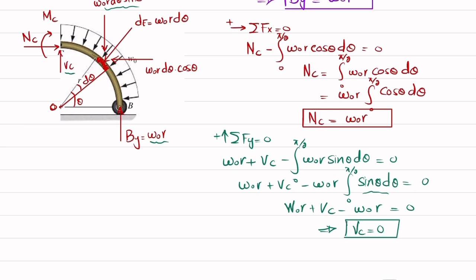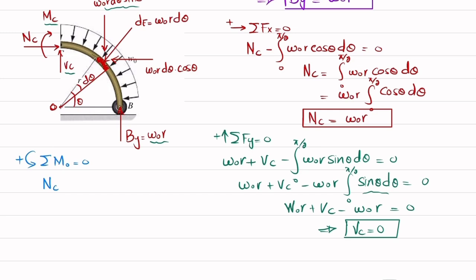And the last thing is that we will find this moment MC. So what we will do is apply the equation that the sum of all moments about point A is equal to 0, taking the counterclockwise moment as positive. Since this force is passing through point A, it is not producing moment, and this net force is also passing through point A, so it is not producing moment. So the only moments are produced by this BY into perpendicular distance r, and NC into perpendicular distance r.